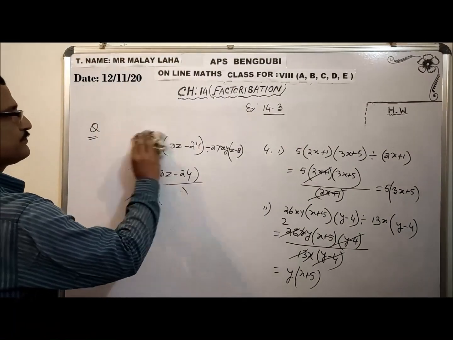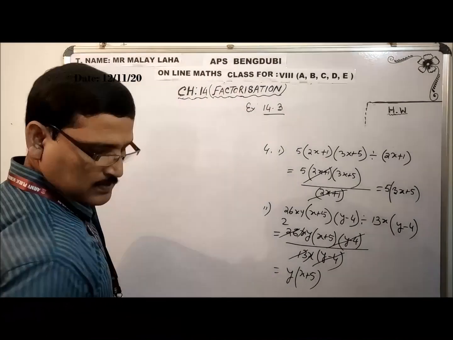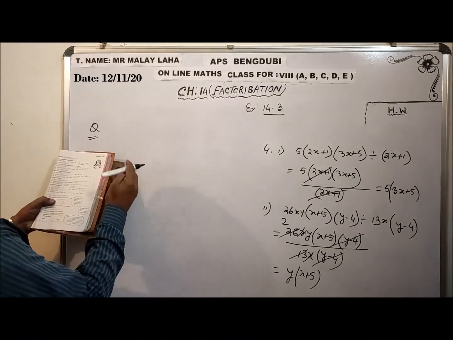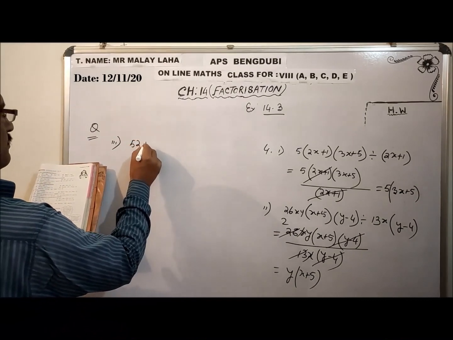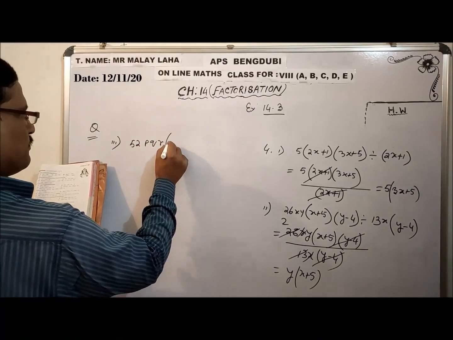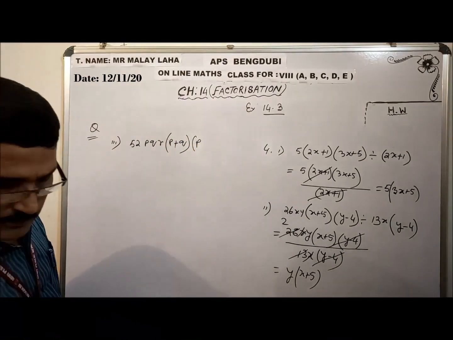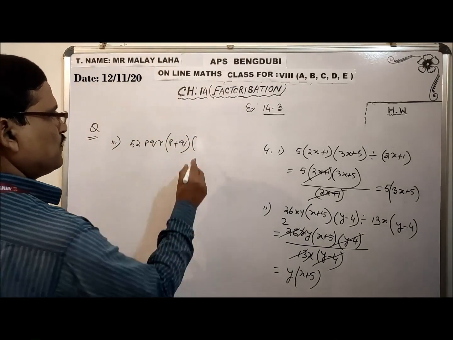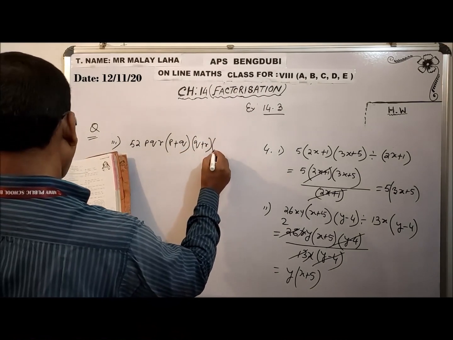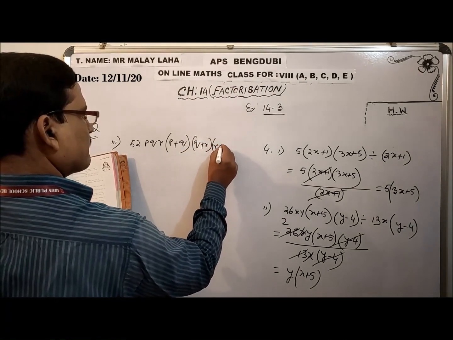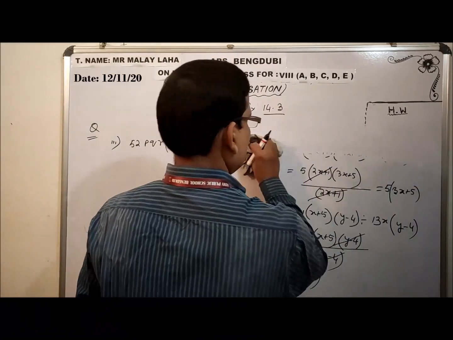Okay? Now, next question 2, 3. Into (p plus q), (q plus r), (q plus r) into (r plus p) divided by... Little long but nothing is there.